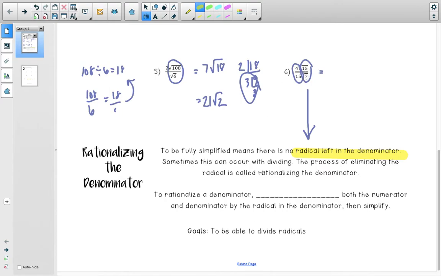So there's something called rationalizing the denominator. Rationalizing deals with the fact that it's a fraction. So rational deals with fractions, like rational numbers. And then the izing is just the action you're taking on the denominator.